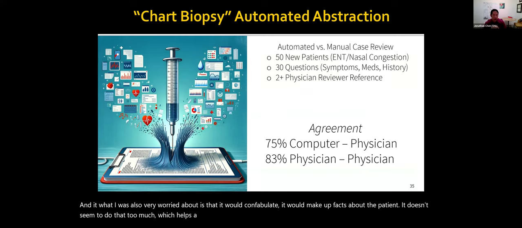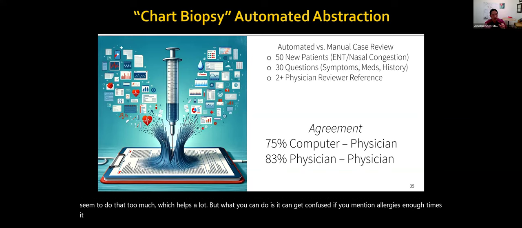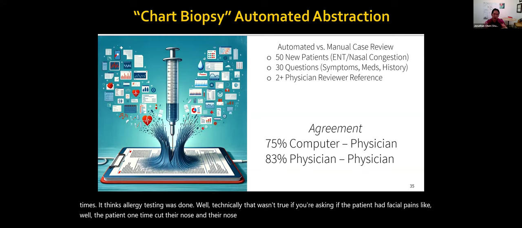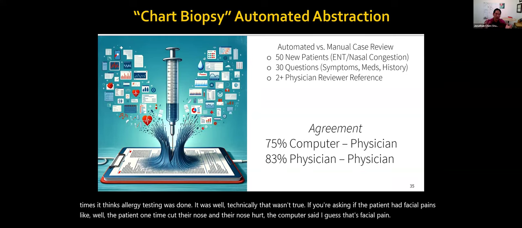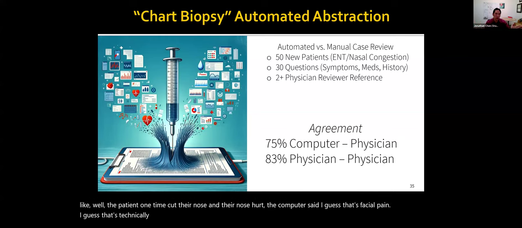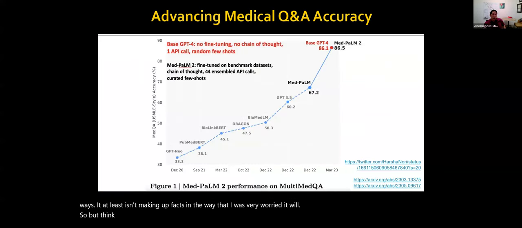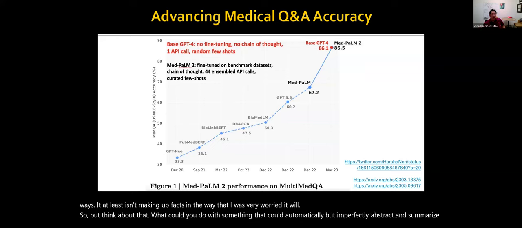But what it can do is it can get confused. If you mention allergies enough times, it thinks allergy testing was done. Well, technically that wasn't true. If you're asking if the patient had facial pain, well, the patient one time cut their nose and their nose hurt. The computer said, I guess that's facial pain. Well, I guess that's technically true, but maybe not what the doctor intended with their question. So it can be confused, but in credible ways, it at least isn't making up facts in the way that I was very worried it would. But think about that. What could you do with something that could automatically, but imperfectly, abstract and summarize your patient charts right now?